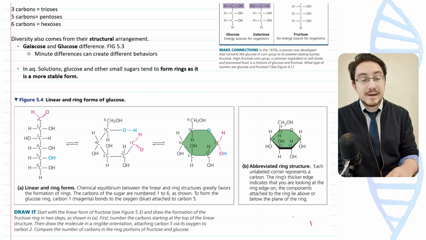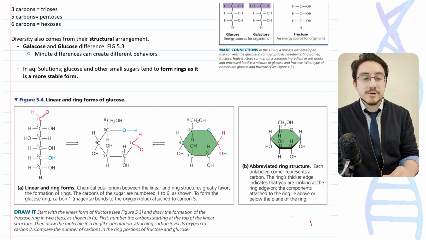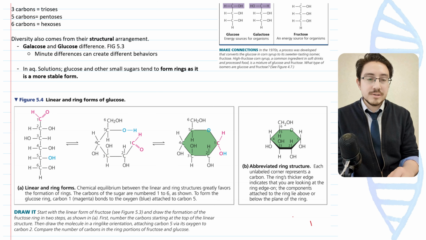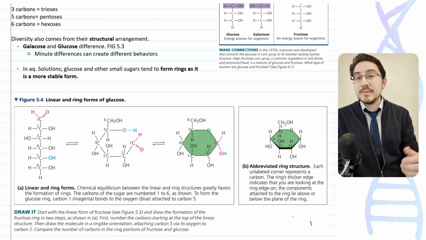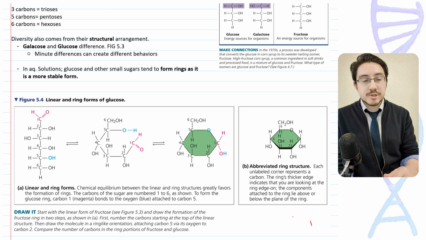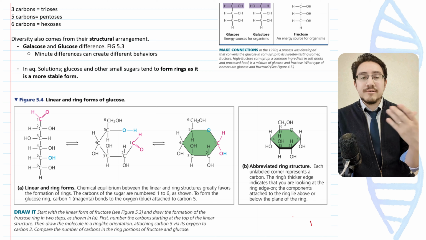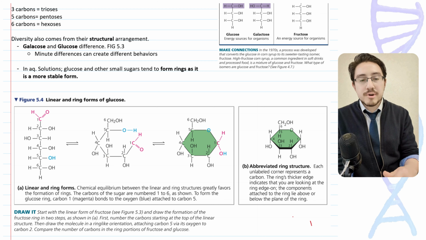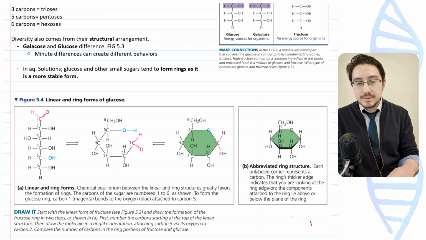You can also have sugars creating rings in aqueous solutions, right? Generally glucose and other small sugars tend to form rings because it's a more stable form. Here you can see an example. Again, you have a 6-carbon sugar in a linear chain, and it can transition into this different form. Here you see it progressing through this intermediate form until you get a ringed structure.